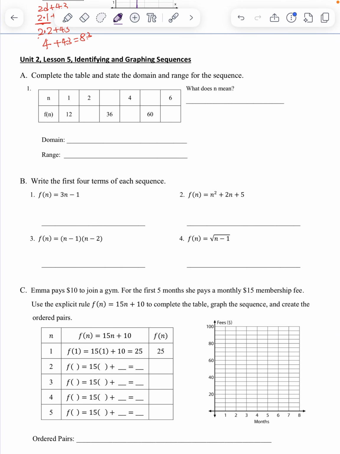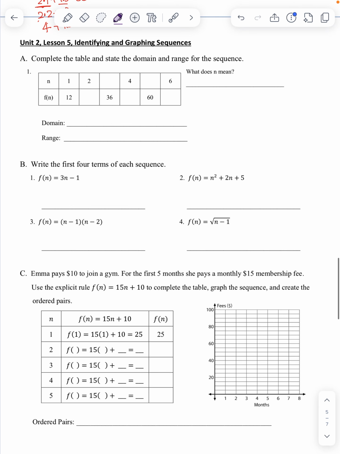Algebra 1, Unit 2, Lesson 5. Identifying and graphing sequence. Sequence is a bunch of numbers.